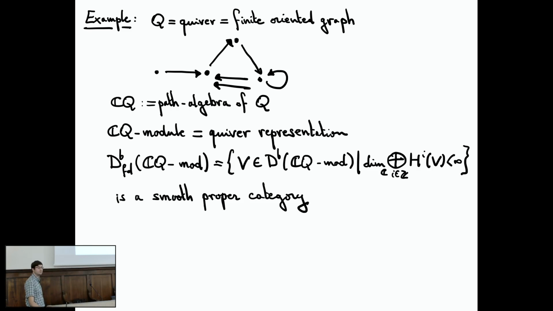Yes? Do you allow edge loops? I think I allow edge loops. It is still proper, because I impose this kind of extra condition, which guarantees that. If I drop these conditions, then things like loops or cycles will create problems. But I just restrict to something which has a nice finiteness condition. Yeah, that's right. You can take that as a characterization.